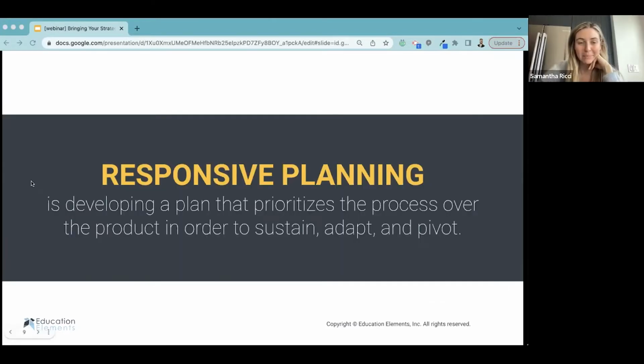So one of the things to think about with strategic planning is responsive planning. And the plan that you develop needs to be able to prioritize the process over the product, because one of the things that we realize is strategic plans go for a long period of time, 5 years. And so you'll want to have a plan that can sustain, adapt, and pivot as your school and your school's needs pivot, right? There might be things that come up that you'll need to change and adapt. And it's really important to have systems and structures and teams in place that can respond to those changes.